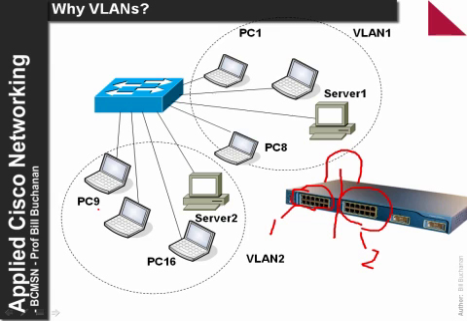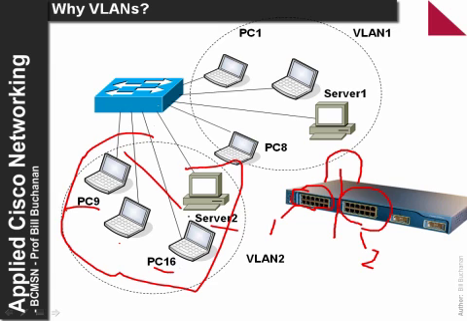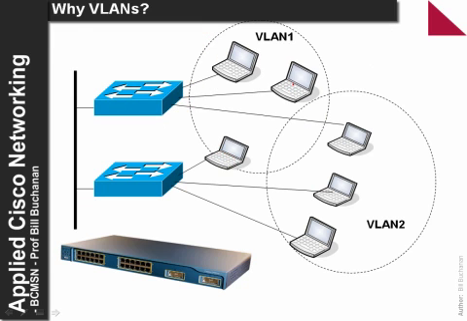So in this case we have PC 9, 16 and a server connected to one VLAN. This defines the scope of the broadcast domain, and then PC 1, 8 and server 1 connect to another VLAN. So in this case we can apply security at the very lowest level.